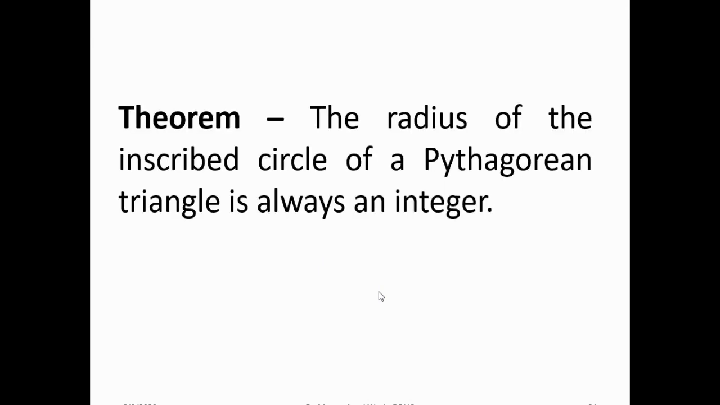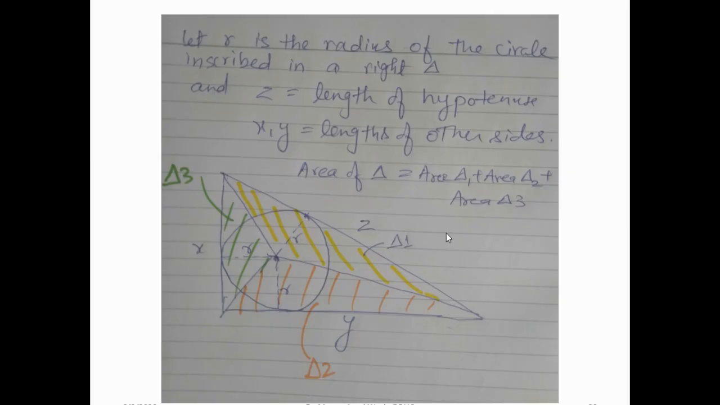Let's see this result. Here we are going to prove that the radius of the inscribed circle of a Pythagorean triangle is always an integer. That means you have a right triangle and a circle inscribed in that right triangle, then the radius of that circle is always an integer. So let's see this triangle. This is a right triangle. Its height is x, base is y, and hypotenuse is z.